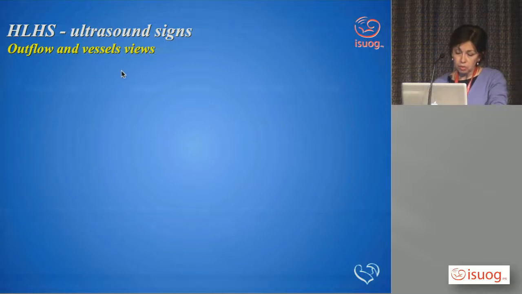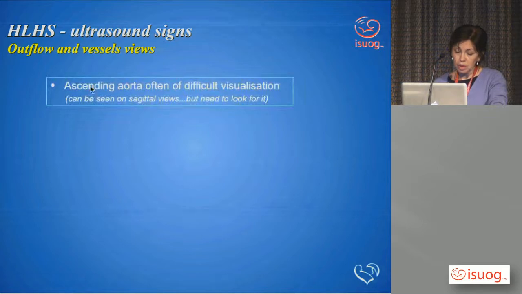Now, when you come to the outflow tract and the other vessel views, the 3-vessel and 3-vessel trachea view, the ascending aorta is often of very difficult visualization. As I said, some hypoplastic left heart aorta measures just about 2 millimeters at birth. So this will be a millimeter or less potentially at 20 weeks. But it can be seen if you look for it.